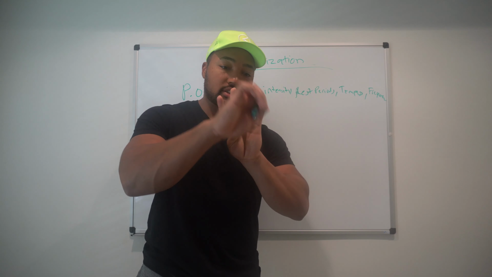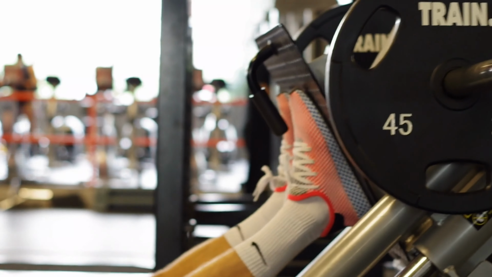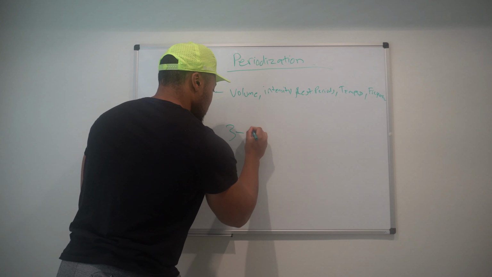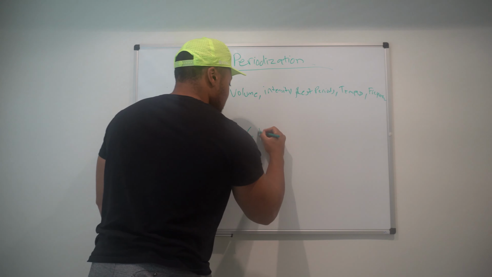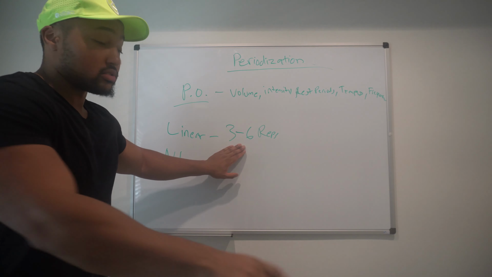So linear, what I want you to do is think of your training like 4-week cycles, okay? So you've got 4-week blocks. In a linear model, you're essentially going to be doing the same amount of reps every single workout, okay? Let me write this out to make it simpler. Say for 4 weeks at a time, every time you go in the gym, you're going to be doing 3 to 6 reps, okay?